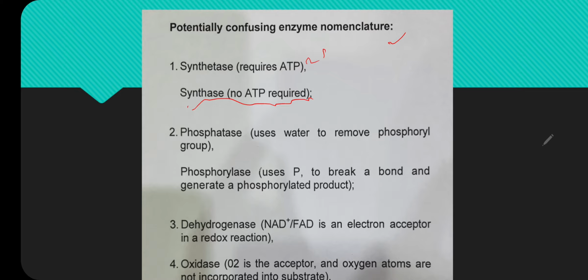Similarly, phosphatase uses water to remove a phosphoryl group. Whereas phosphorylase, the difference from phosphatase, uses phosphate to break a bond and generate a product.